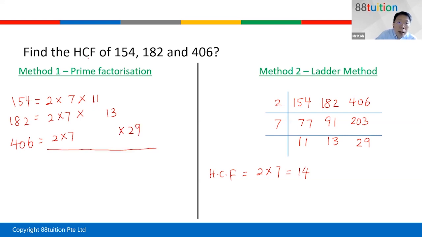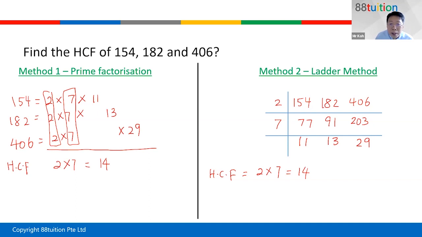For the highest common factor, you have to check whether the common factor is found on all the 3 numbers. So in this case, 2 is found. In this case, 7 is. So therefore, it's just 2 times 7. And then that gives you 14. Okay, is this all right? Simple enough for everyone?